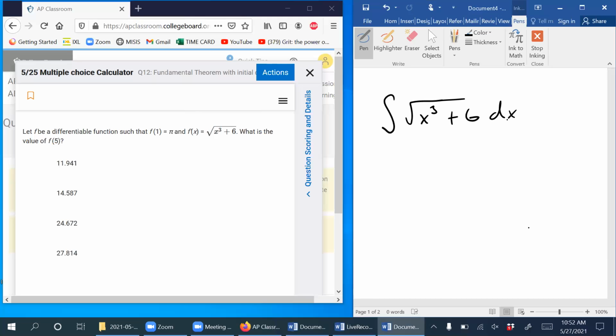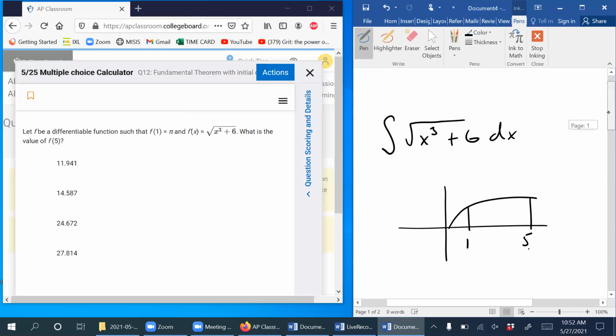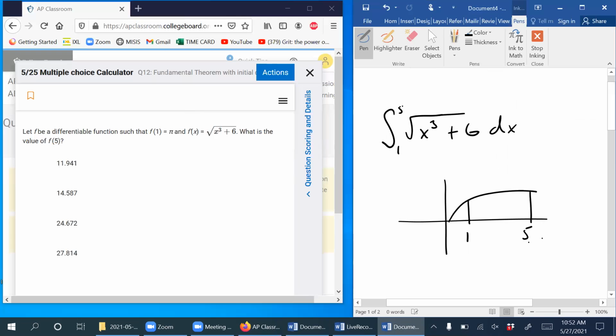So let me give you guys a graph. Let's say this is some graph. Let's just talk about some graph. And we're given from 1 to 5, okay? If I take the integral of this, let's say from 1 to 5, what does that give us? That gives us the cumulative change from 1 to 5, okay? And so that gives us the area between 1 and 5 on my original graph.